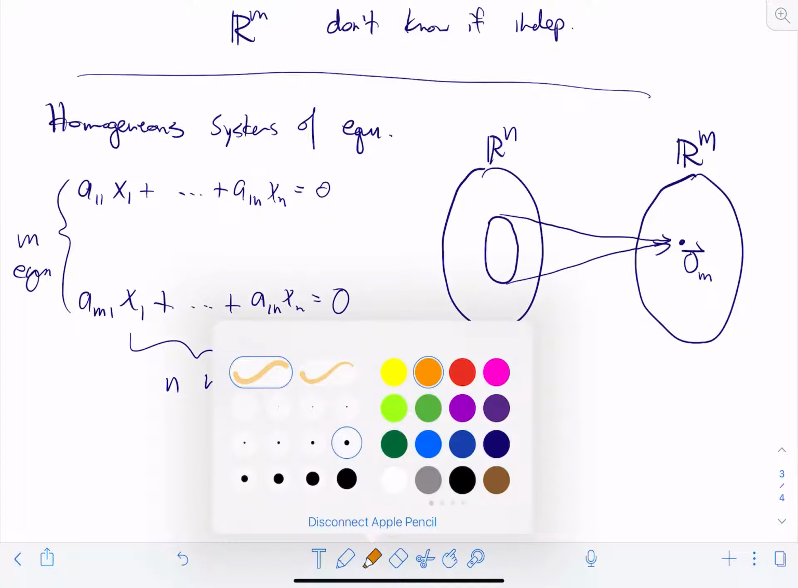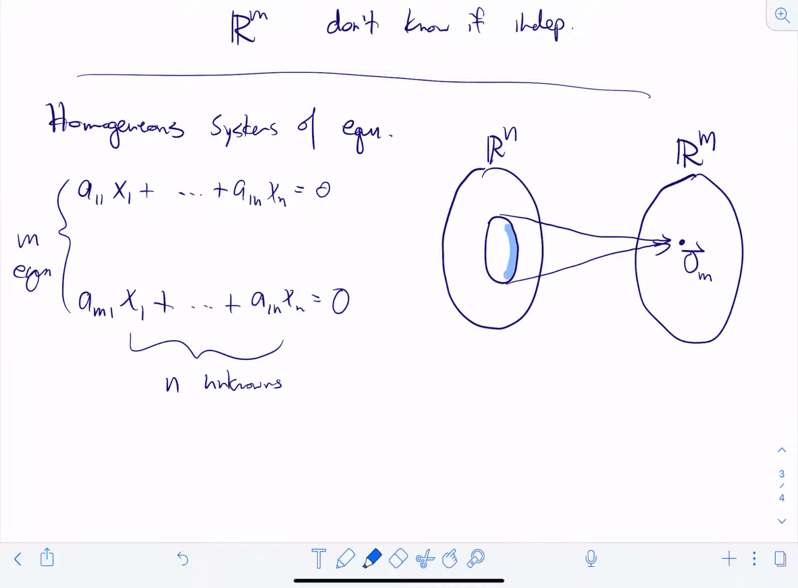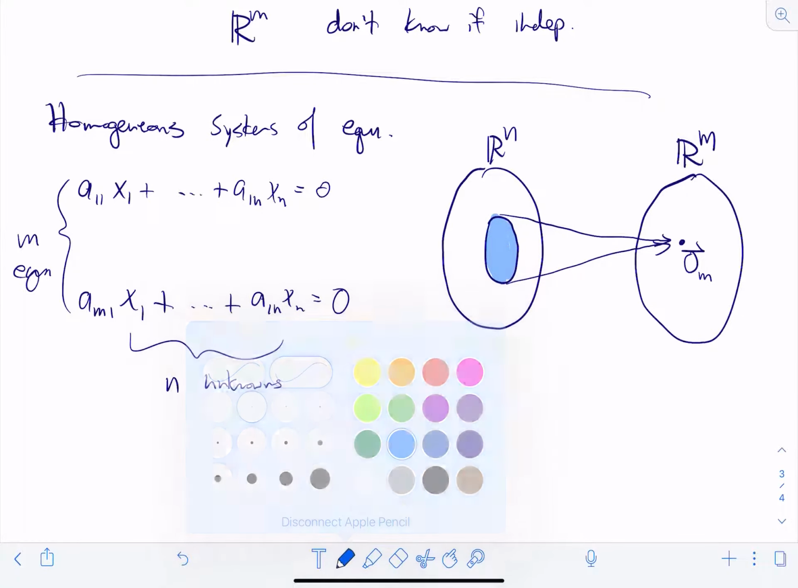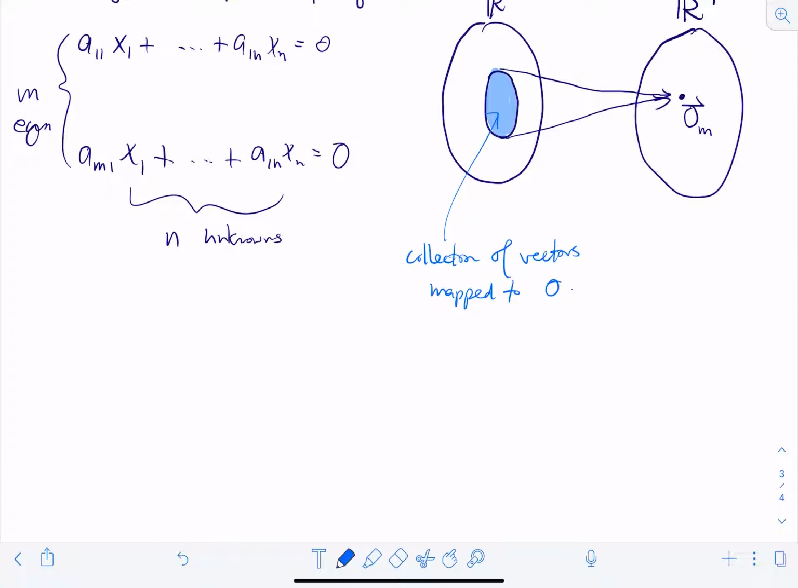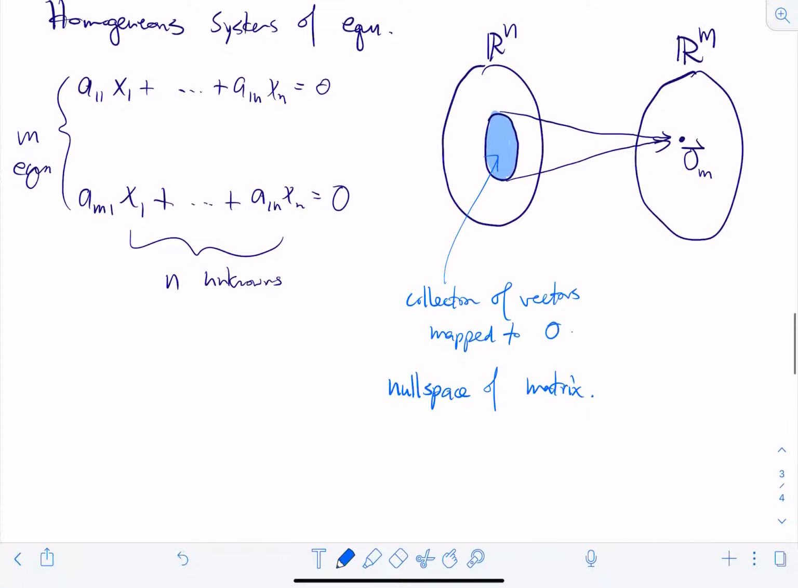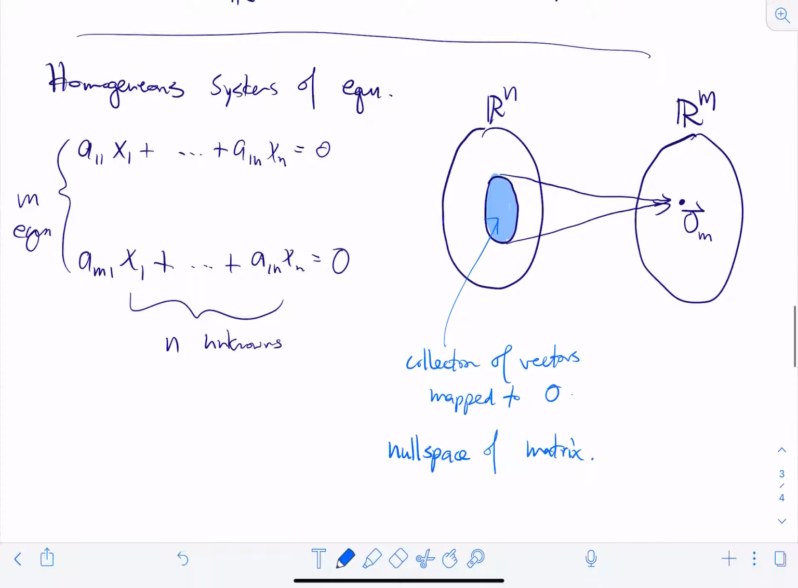So this little space here, this collection of vectors that gets mapped to 0, right? So this is the collection of vectors mapped to 0. When it comes to a matrix, we call this the null space of the matrix, right?